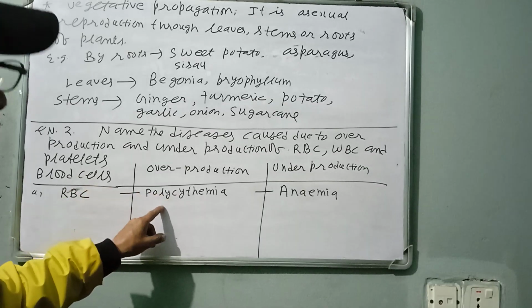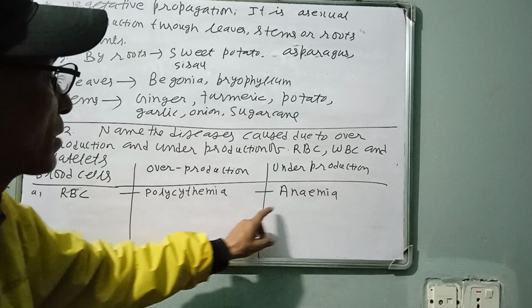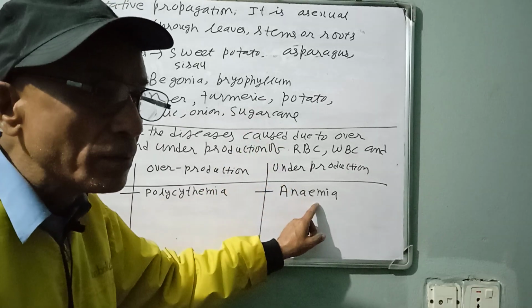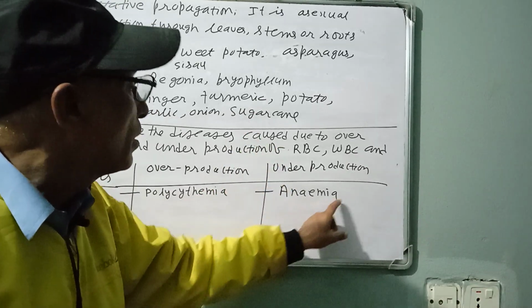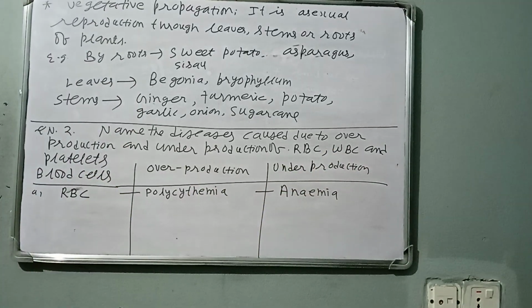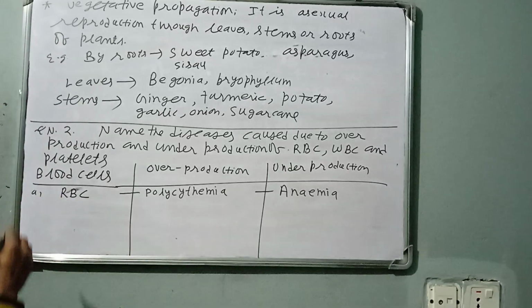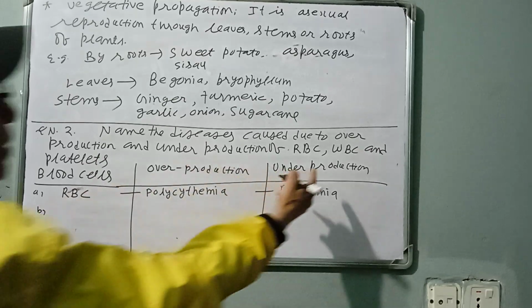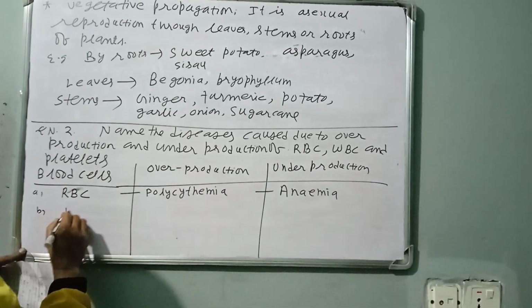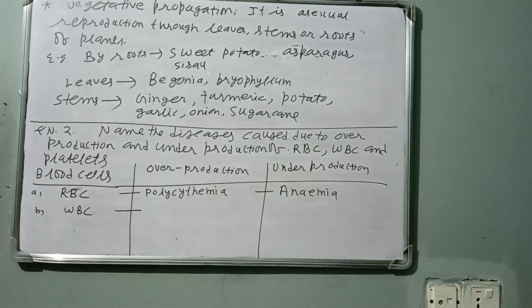If RBC is less, anemia, or the person feels very tired on walking small distance. Anemia. Another is, see here, RBC, WBC. If WBC is more, what happens? Leukemia.